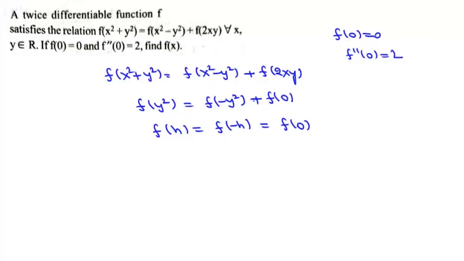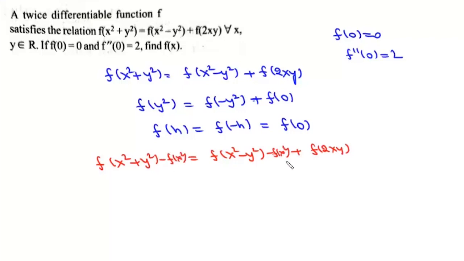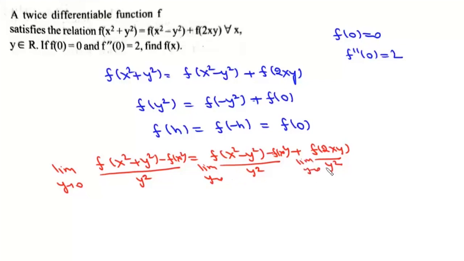Now we'll find f dash x. What we'll do is, we'll take this equation, which is f(x square plus y square) equal to f(x square minus y square) plus f(2xy), and we'll subtract f(x square) and divide everything by y square. Now we'll take this limit y tends to 0. Now this is limit y tends to 0, and this is also limit y tends to 0, and this is limit y tends to 0.